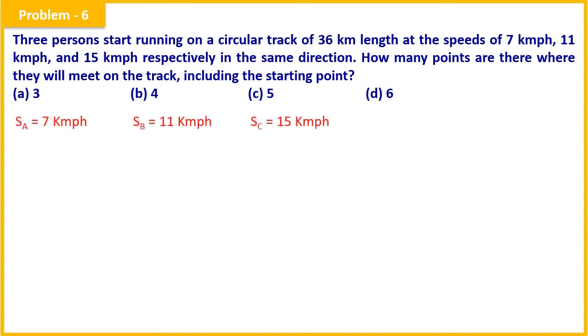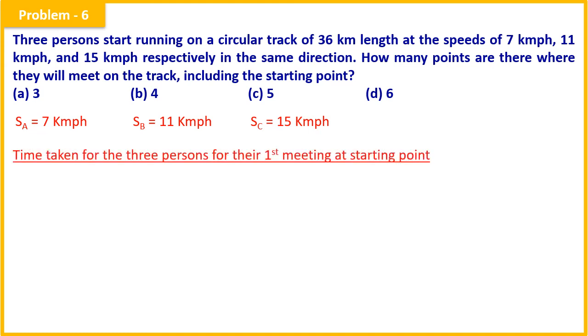Now the speeds of the three persons are known to us. Time taken for the three persons for the first meeting at the start point. So how do we find it? We find out the time required by the first person A to cover one lap. We find out the time required by the second person to cover one lap and the third person also to cover one lap, and we take the LCM of these three timings.